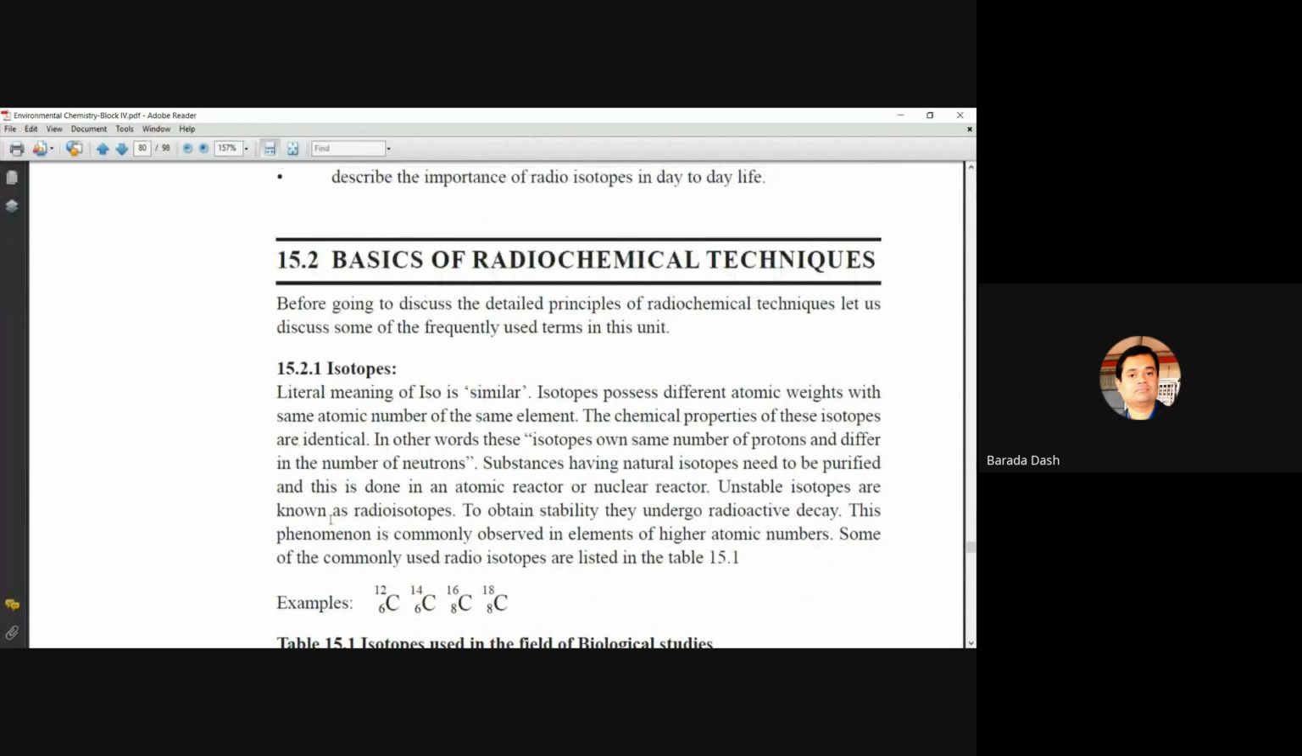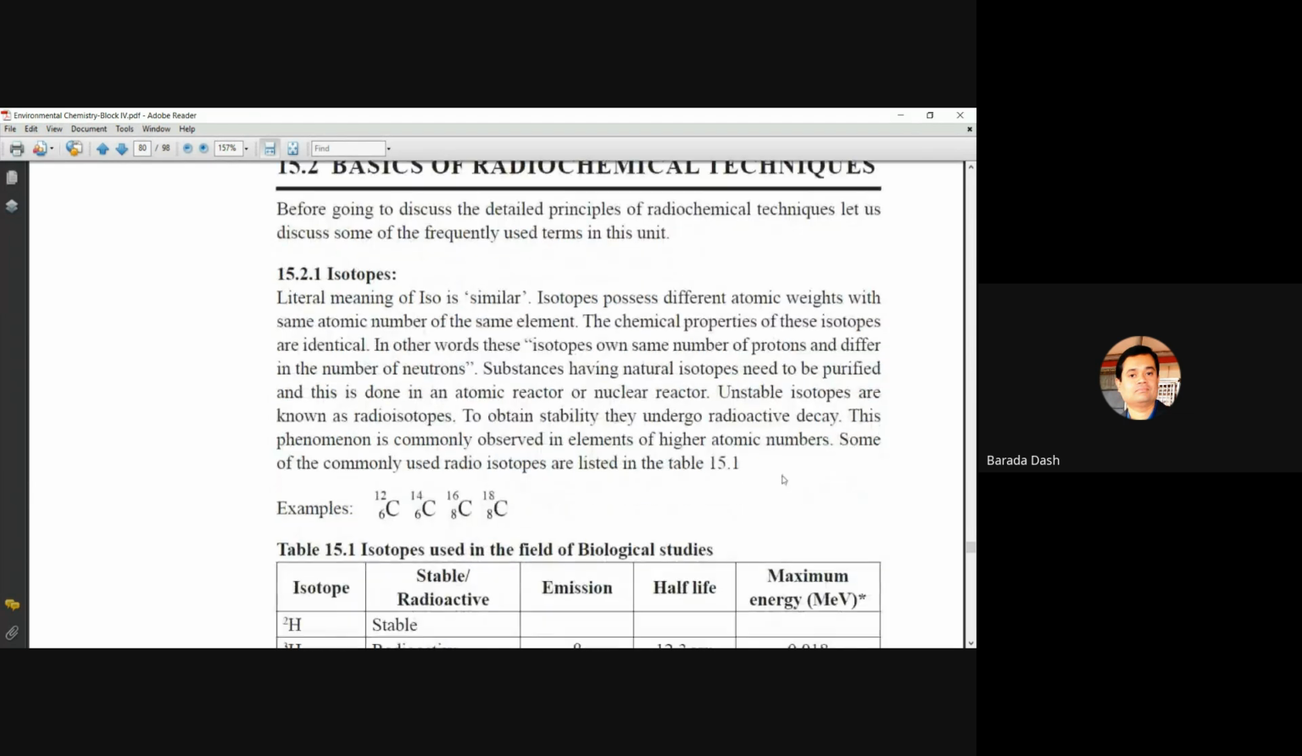Basic radiochemical technique: isotopes. Iso means similar. Isotopes possess different atomic weights with the same atomic number of the same element. The chemical properties of these isotopes are identical. In other words, these isotopes own the same number of protons and differ in the number of neutrons. Substances having natural isotopes need to be purified, and this is done in an atomic reactor or nuclear reactor.